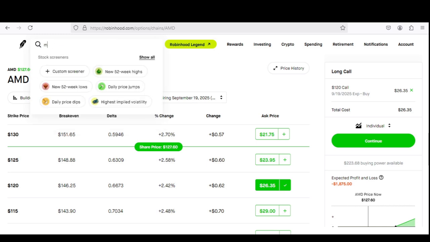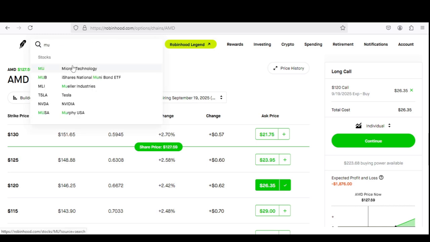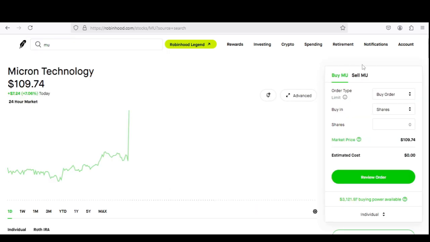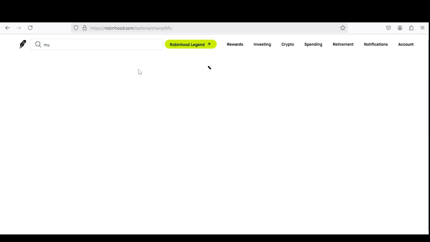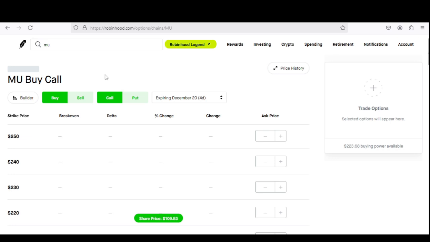Okay, next what I would do is go into a different stock, which is going to be Micron Technology, ticker MU. So I'm going to open up Micron, and once again, I'm going to open up the option chain. So let's go to trade MU options. Okay, now we're on MU options.